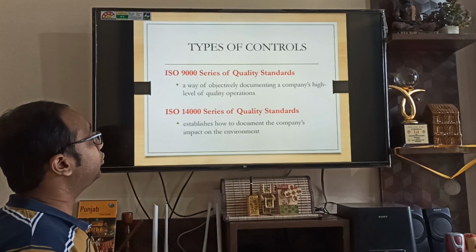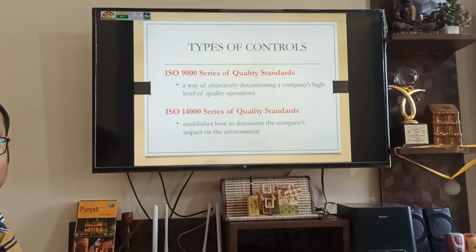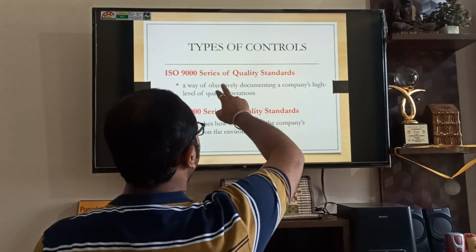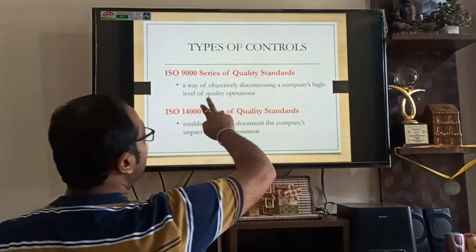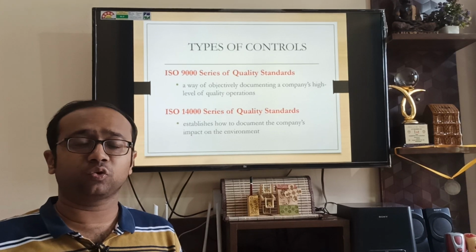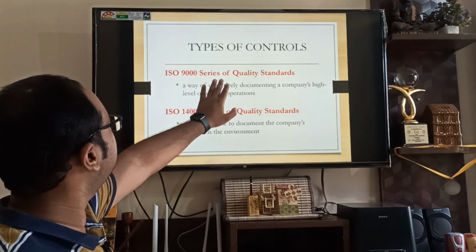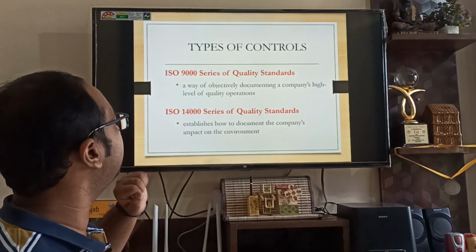Government has two types of control measures for quality standards. One is the ISO 9000 series. What does the 9000 series talk about? It is the way of objectively documenting a company's high level of quality operations. So everyone will ask, is your product ISO standard? When it says ISO standard, it means does it match or qualify the standards that the government has asked.